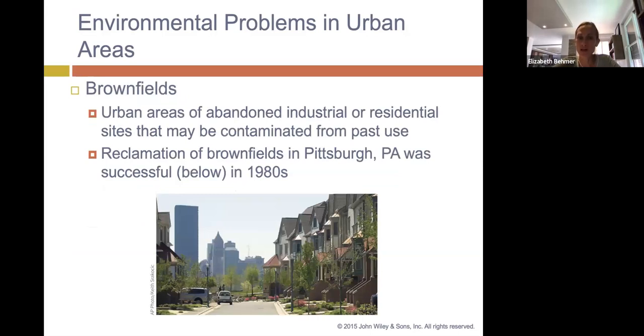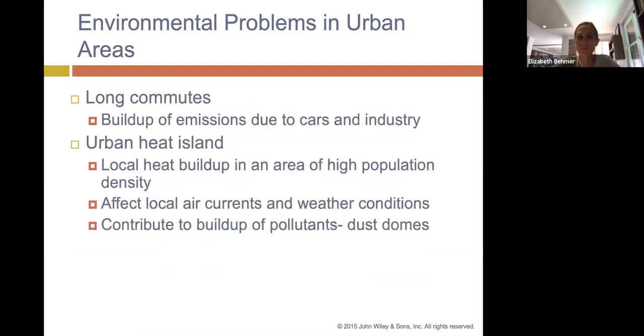Brownfields are urban areas of abandoned industrial or residential sites that may be contaminated from past use. There was a reclamation of brownfields in Pittsburgh, Pennsylvania, and it was successful, turning this abandoned industrial area in the 1980s into a subdivision, a neighborhood.